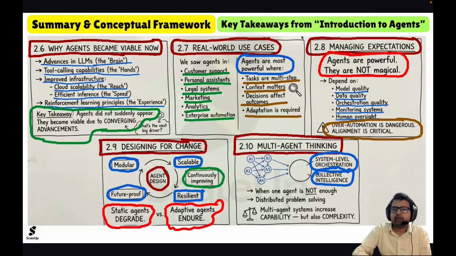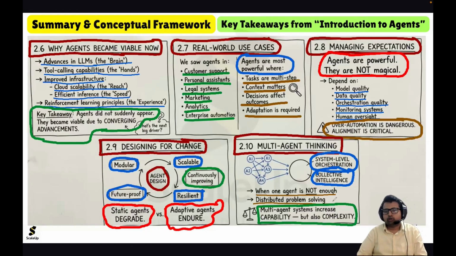So we saw that when one agent is not enough, we should go for distributed problem solving. Multi-agent systems increase capability and also complexity. Capability increases because we have many agents working together, each with their own capability. Complexity also increases, because the big challenge now is the coordination among the agents: instead of managing a single agent, we have to manage multiple agents.